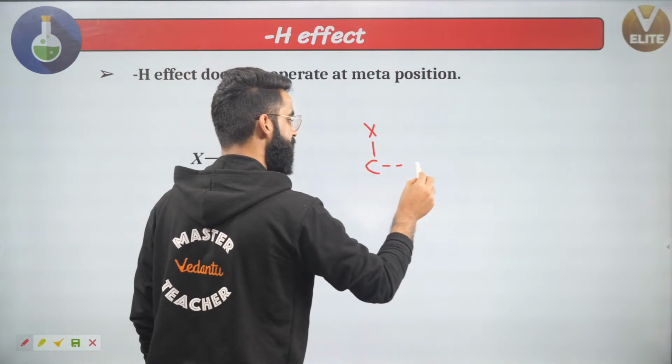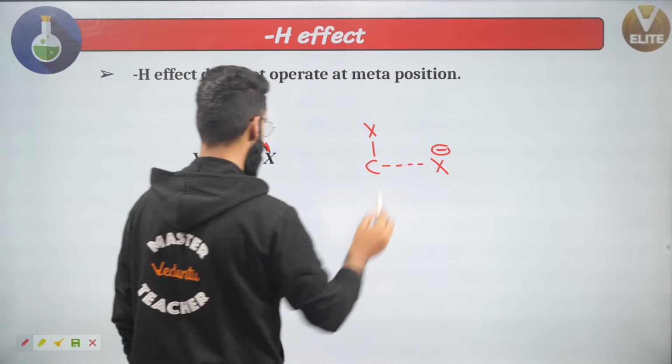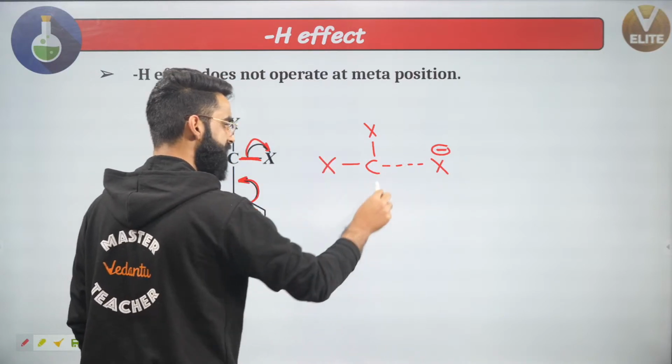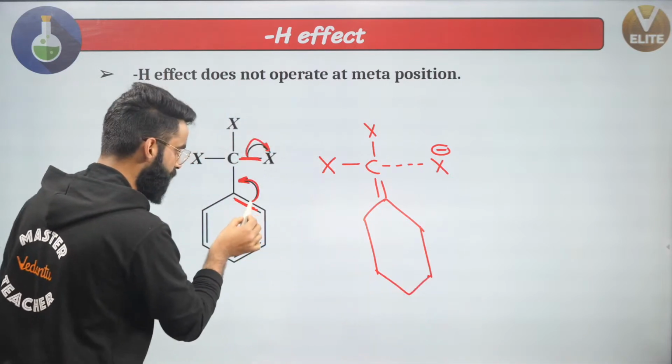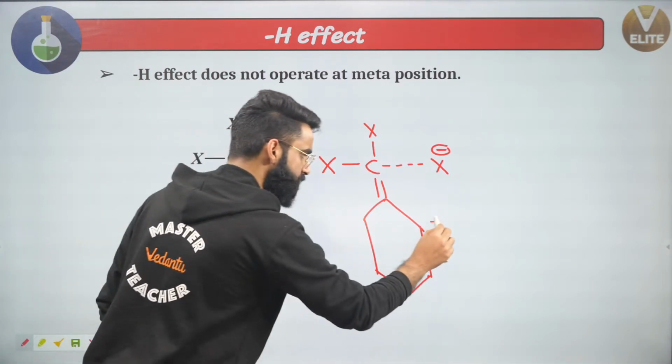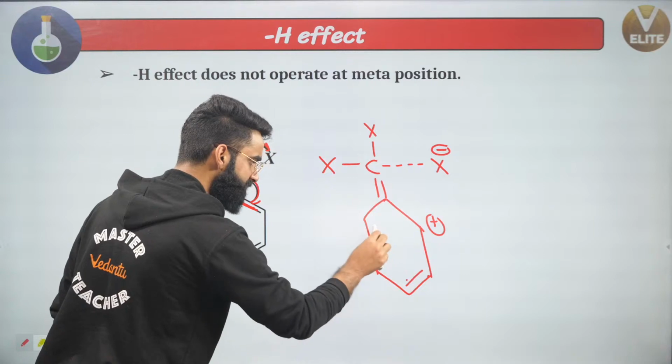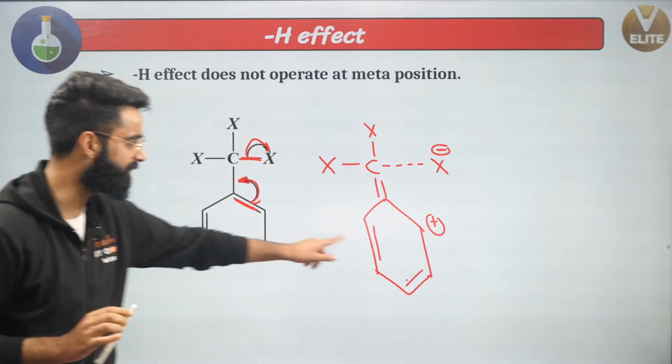This is X, and right here this X is going to have the negative charge. This is one more X, and right here you're going to give me the double bond. Since you have removed the double bond from here, this carbon is going to get the positive charge, and these two double bonds remain as such. I've done nothing with these two double bonds.